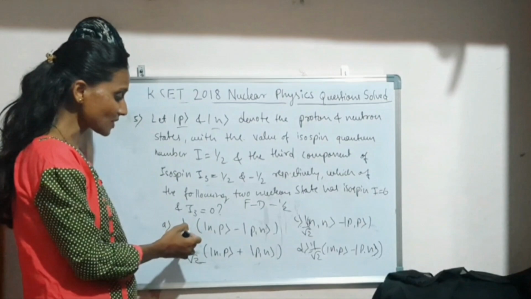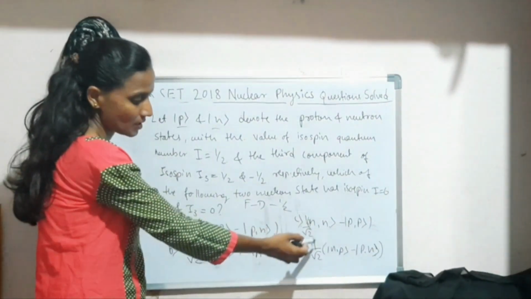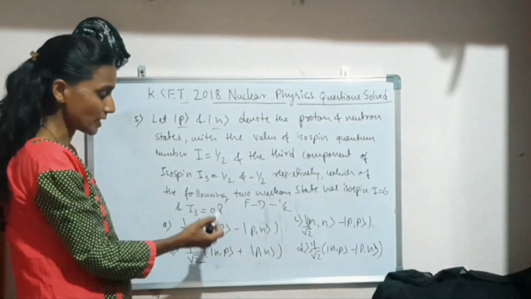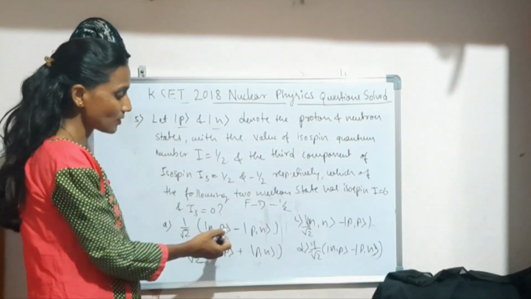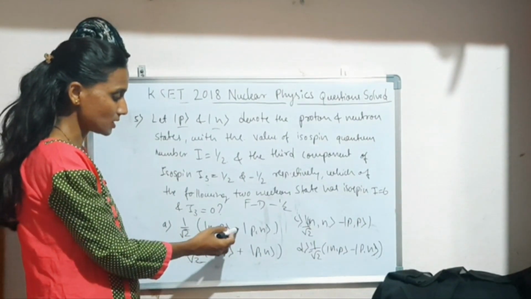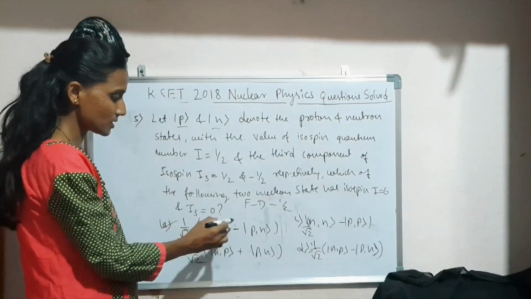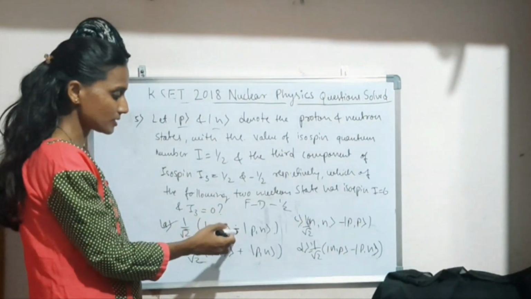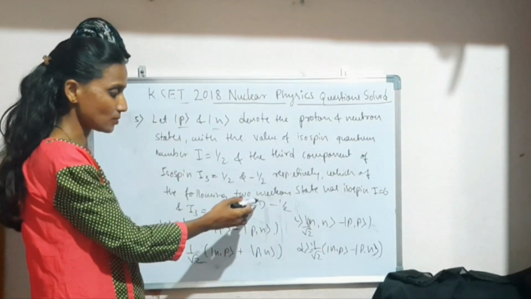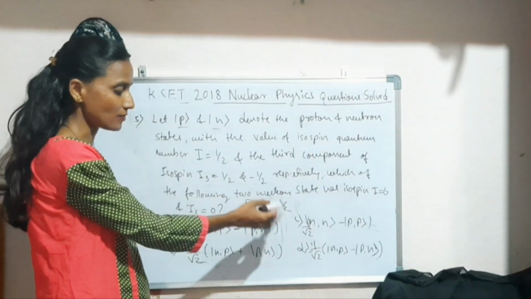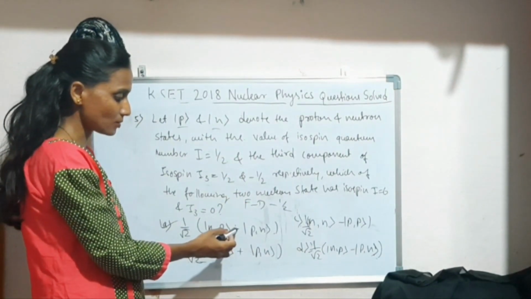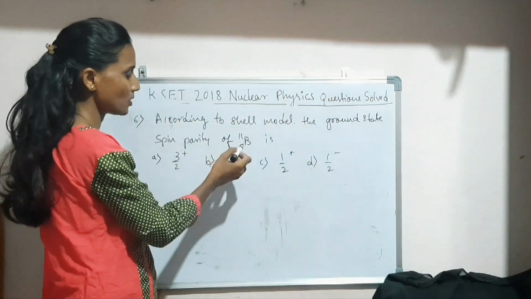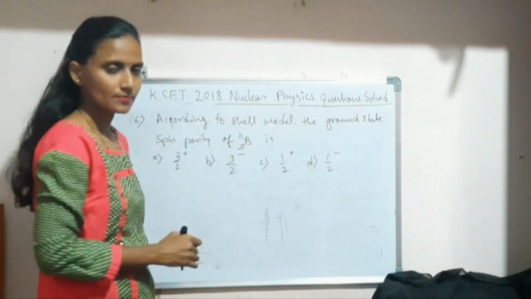So here if you observe the four options, the correct option, antisymmetric wave function, is given by option A, minus. If you interchange the particle, antisymmetric wave function that obeys Fermi-Dirac statistics, half integral spin. So the correct option is A.